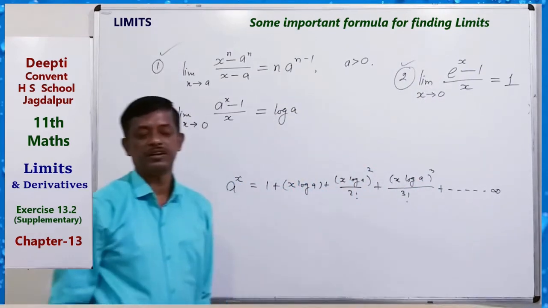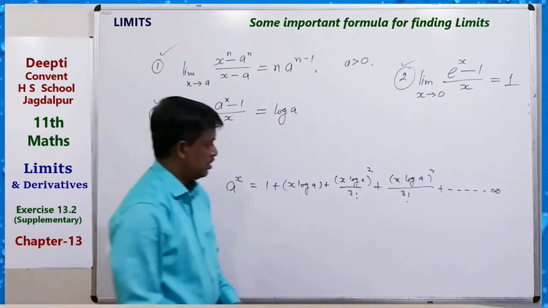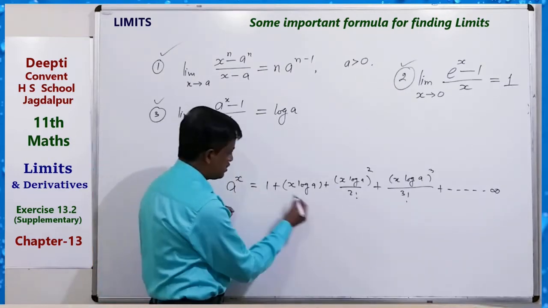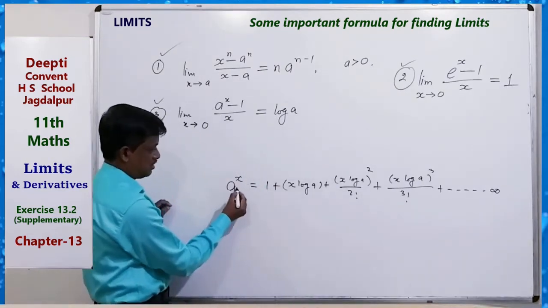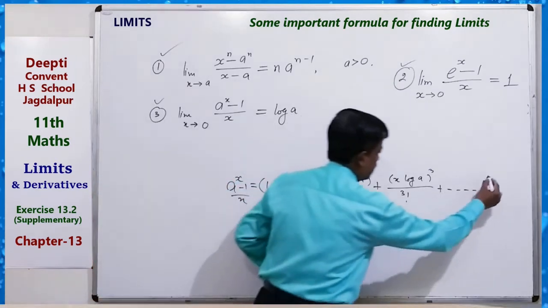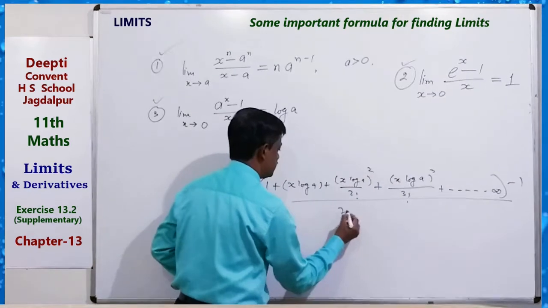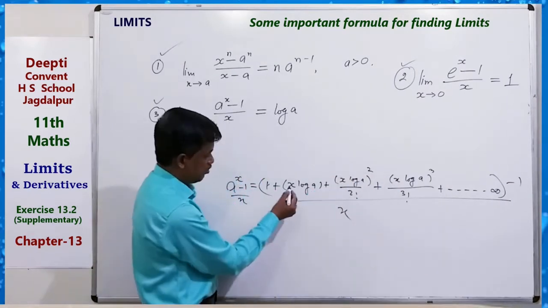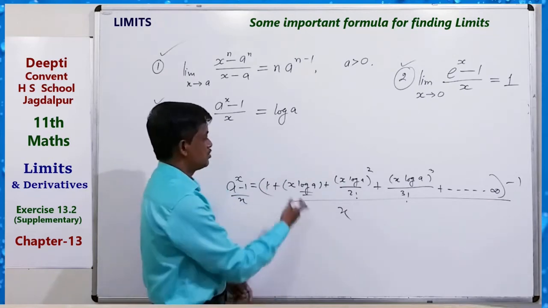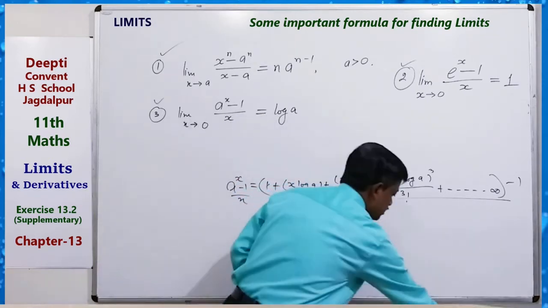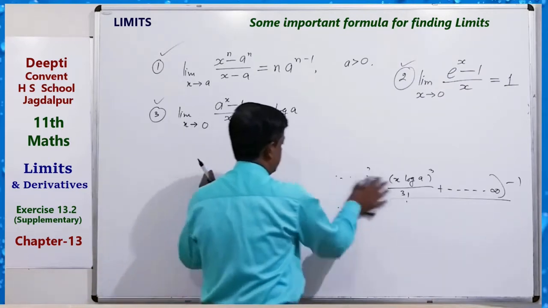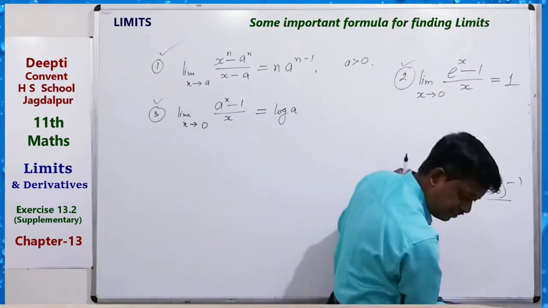These three formulas, and also this one: a to the power x minus 1 by x, so this minus 1 by x, the 1 cancels, the x cancels, so the first term is log a and all other terms are 0, so log a. Okay, so this is the third formula.